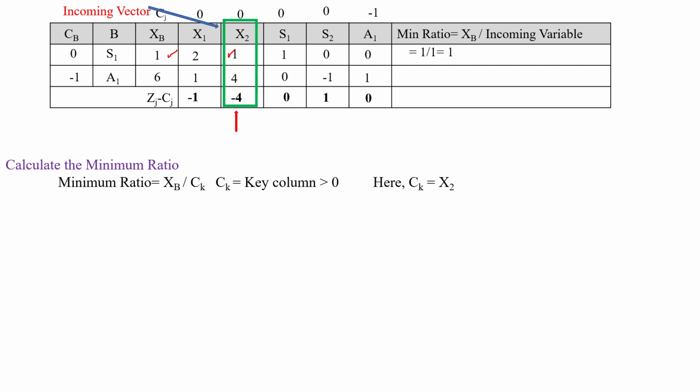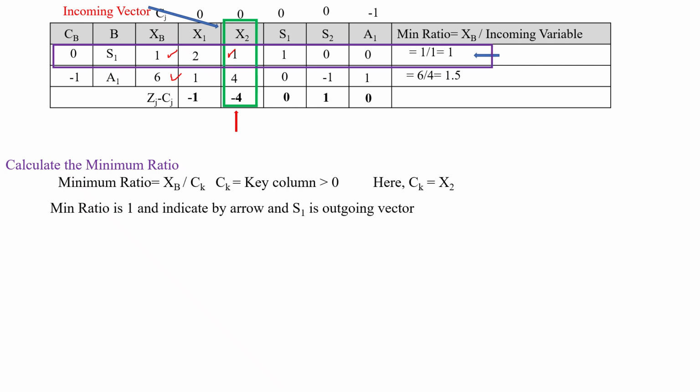Next we have to look at the second row, that is the A1 row. The XB value is 6 and its coefficient value is 4. So 6 by 4 equals 1.5. So here you have to select the minimum ratio. Among 1 and 1.5, the minimum ratio is 1.